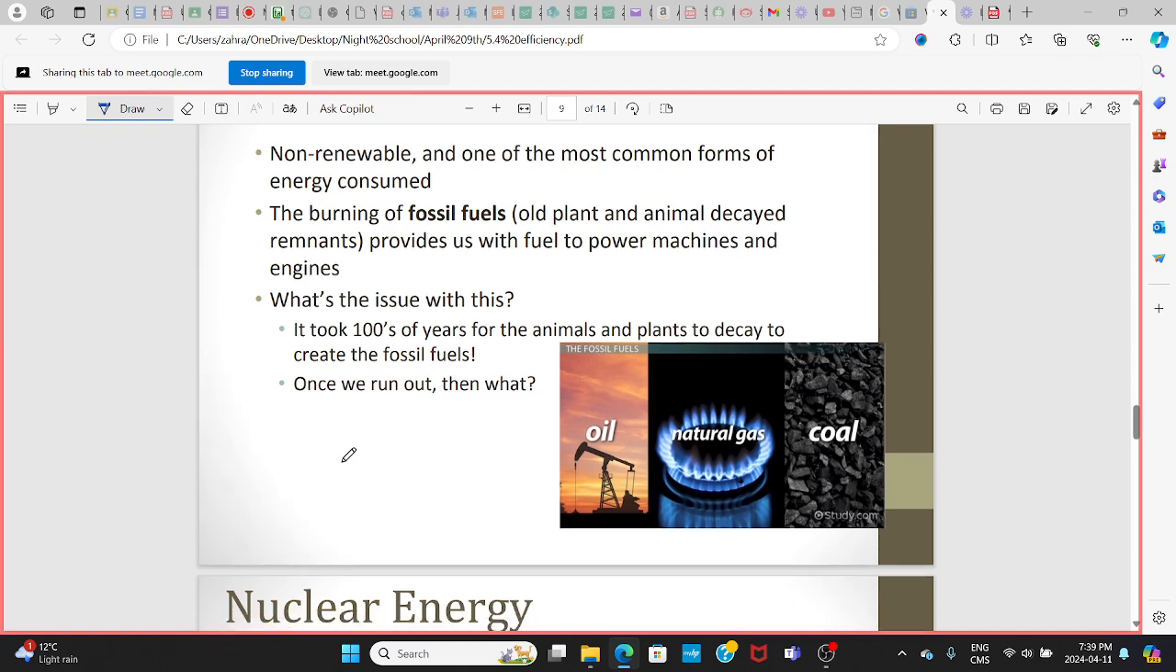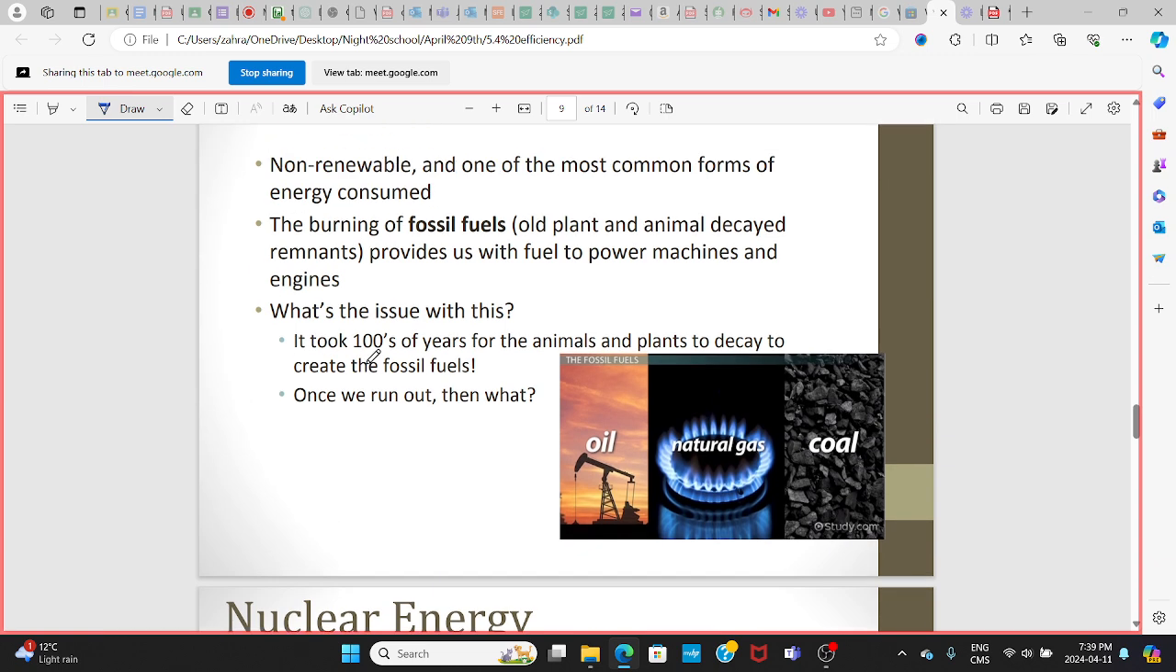So this is why this is not a good way to produce energy, because it takes hundreds of years for animals and plants to decay to create fossil fuels. And what do we do when we run out of those resources? We need to find other sources of energy, something that doesn't cause pollution. When I think about it, someday they will not be available for us, right? Because we will run out of that.